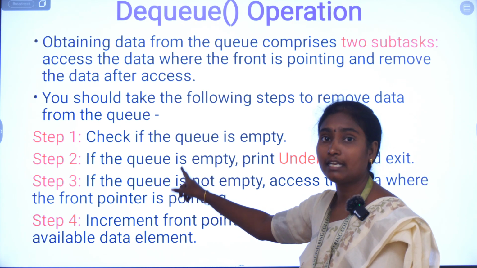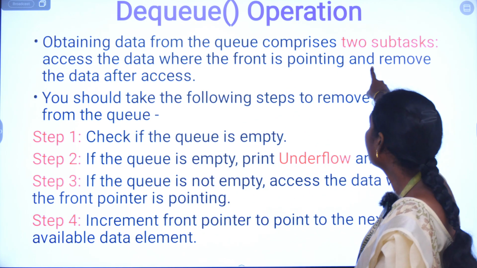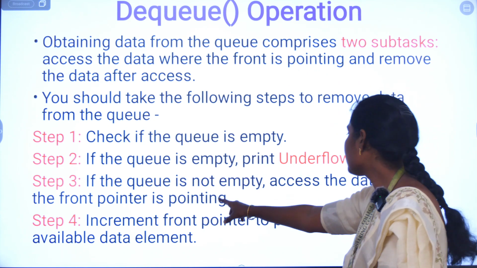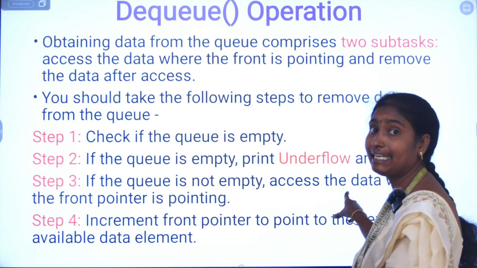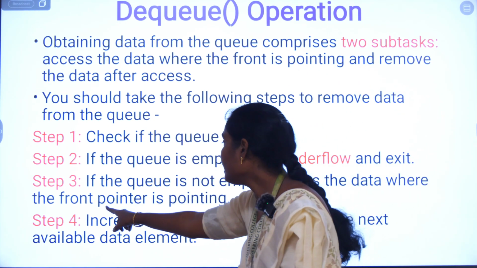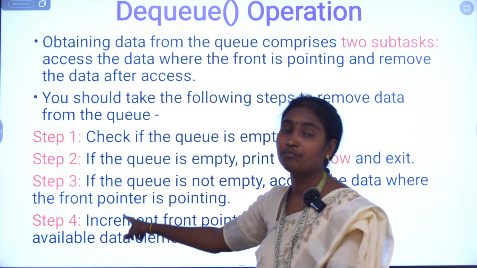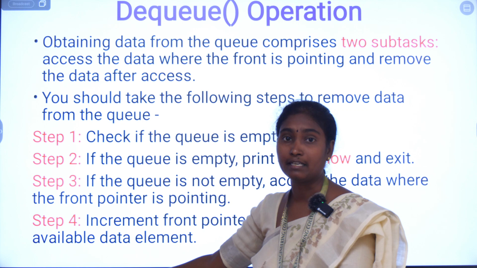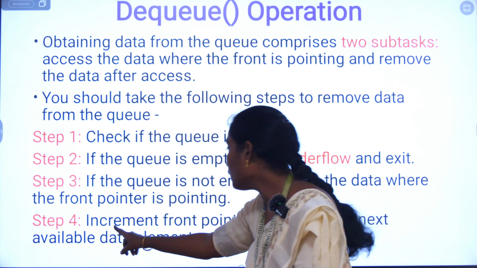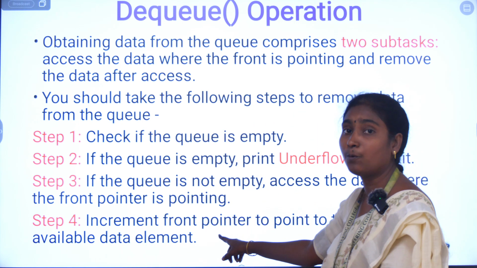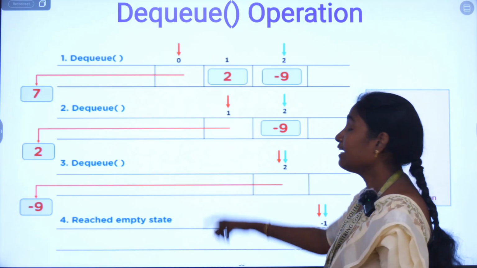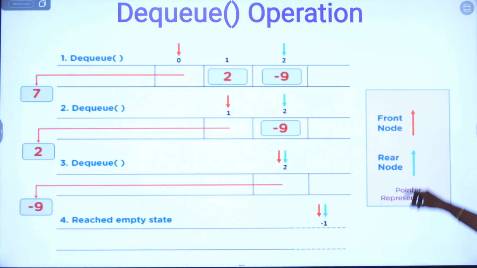If it is not empty, you have to perform two tasks. First, you have to access the data from where the front pointer is pointing. Then you have to delete the element. After deleting the element, you have to increment your front pointer. Here I have given an example. The red arrow mark indicates the front pointer and the blue arrow mark indicates the rear pointer.